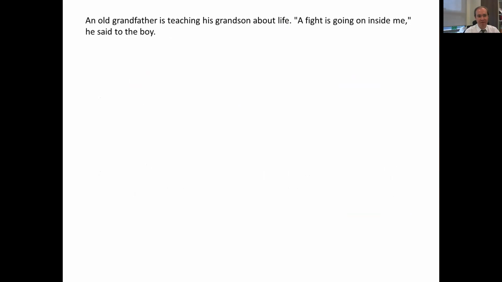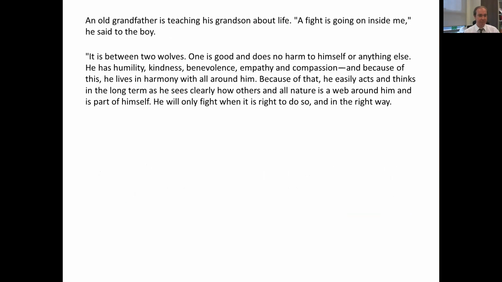So an old grandfather is teaching his grandson about life. And he says, "A fight is going on inside me," he said to the boy. "It's between two wolves. One is good and does no harm to himself or anything else. He has humility, kindness, benevolence, and empathy and compassion. And because of this, he lives in harmony with all around him. Because of that, he easily acts and thinks in the long term as he sees clearly how others and all nature is a web around him and is part of himself. He will only fight when it's right to do so, in the right way.